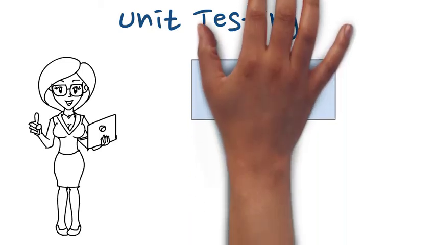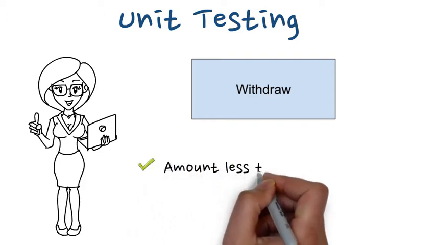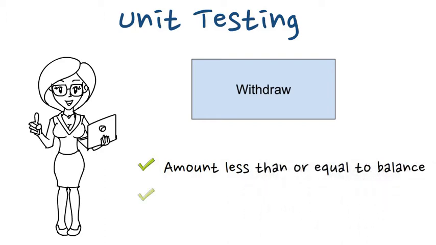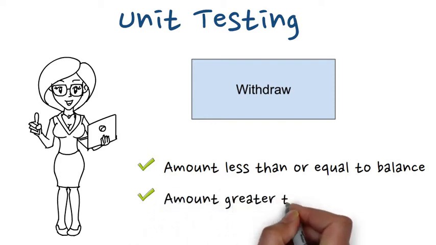For example, let's think about the withdraw method. What would the developer need to test? For one, the code should make sure withdrawal amounts are not more than the account balance. And the amount should be greater than 0. It wouldn't make sense to allow negative amounts to be withdrawn.